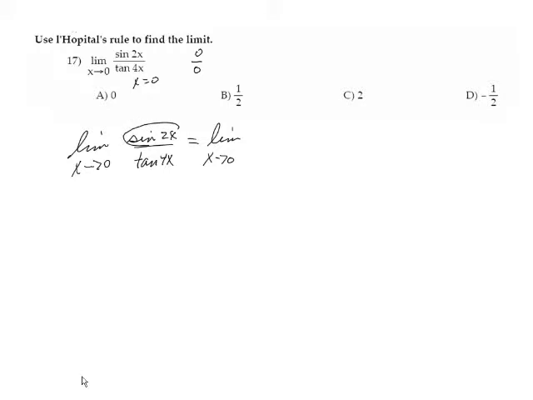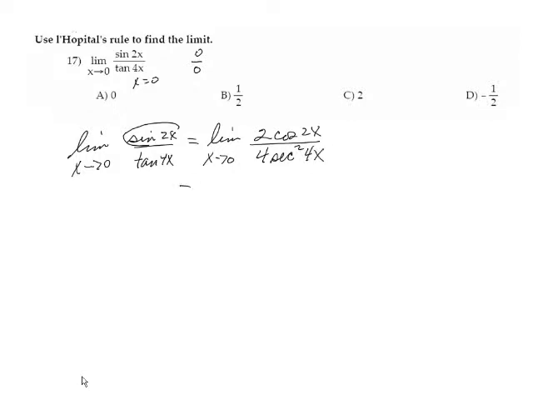Problem 4 is using L'Hopital's rule to find a limit. Notice if you substitute x equals 0 in the expression, you'll get 0 over 0, which is an indeterminate form. So we can use L'Hopital's rule to say that the limit as x approaches 0 of sine of 2x divided by the tangent of 4x equals the limit of the derivative of the numerator, which is 2 cosine of 2x, don't forget to use the chain rule, divided by the derivative of the denominator, which is 4 secant squared of 4x.